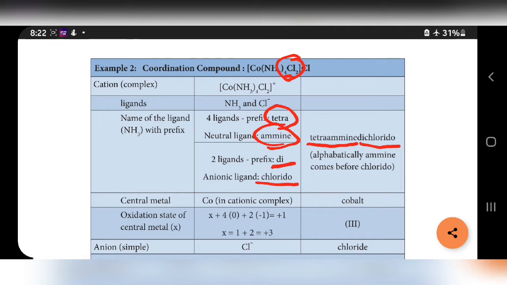Central metal, cobalt. The ligand part is over, the remaining is the central metal ion, so it is named cobalt.